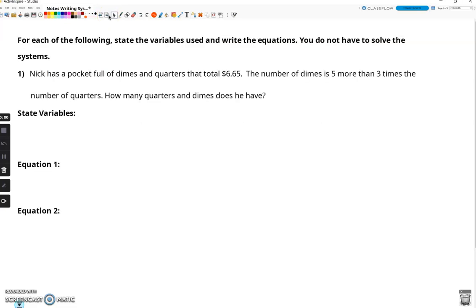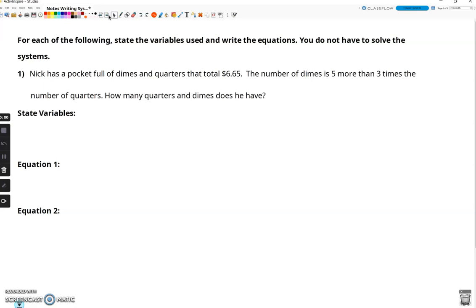So example number 1: Nick has a pocket full of dimes and quarters that total $6.65. The number of dimes is 5 more than 3 times the number of quarters. How many quarters and dimes does he have? You are not required to solve this. The only thing you need to do is to state the variables and write the 2 equations.